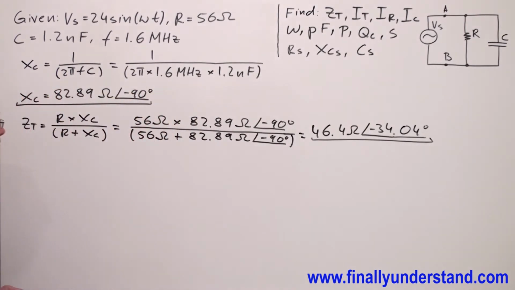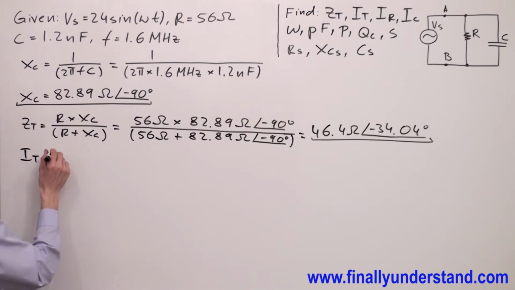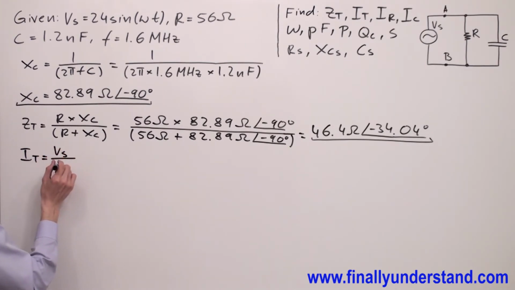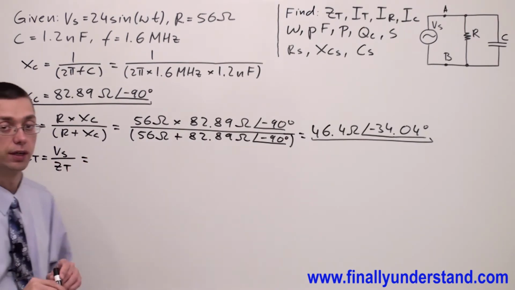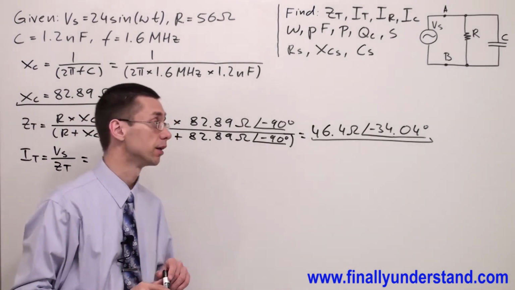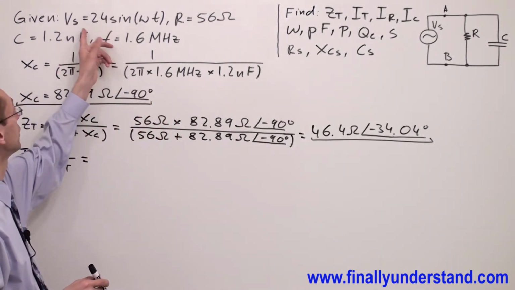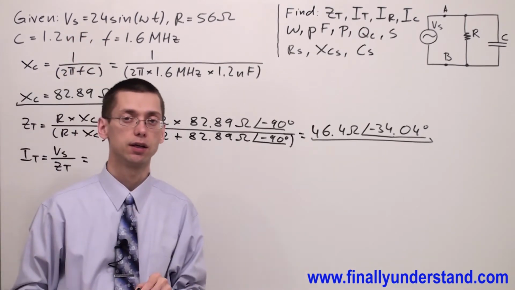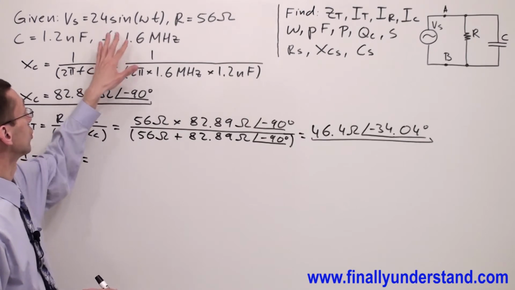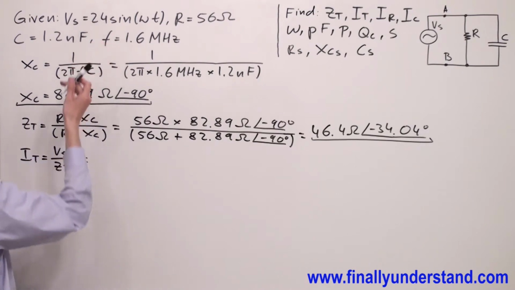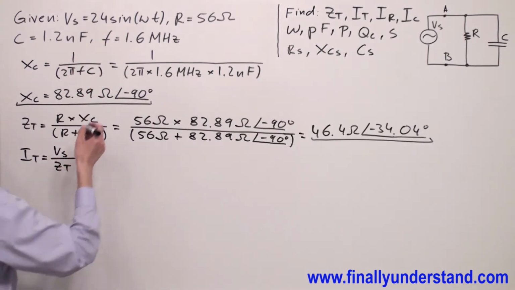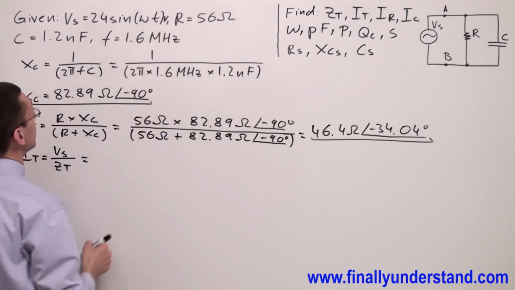Next, I'm supposed to find I total. In order to find I total, I'm going to use Ohm's law. I total is equal to voltage source over Z total. Please notice that we are going to deal with the peak voltage. Why peak voltage? Because my voltage is expressed in terms of the sinusoidal equation. Okay, so this is my amplitude, and amplitude is nothing else but the voltage peak. So of course this is voltage. I'm supposed to write V over here.